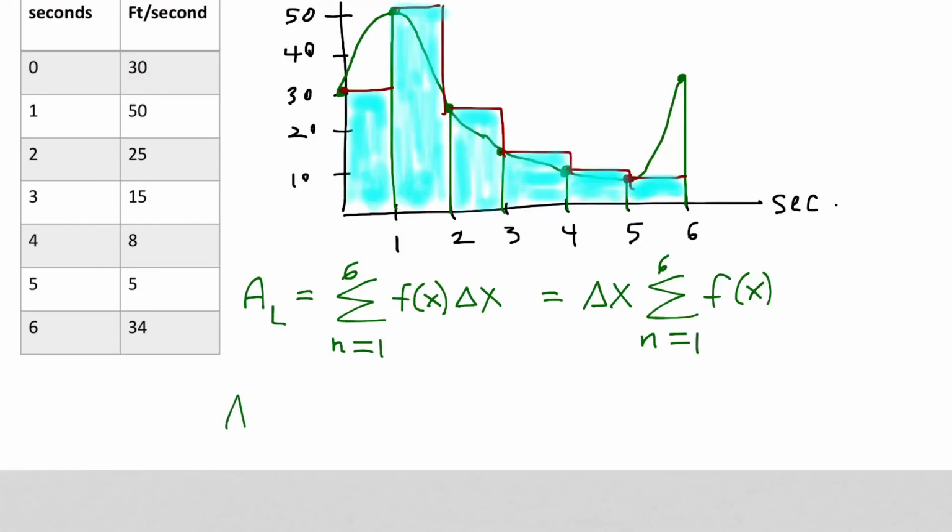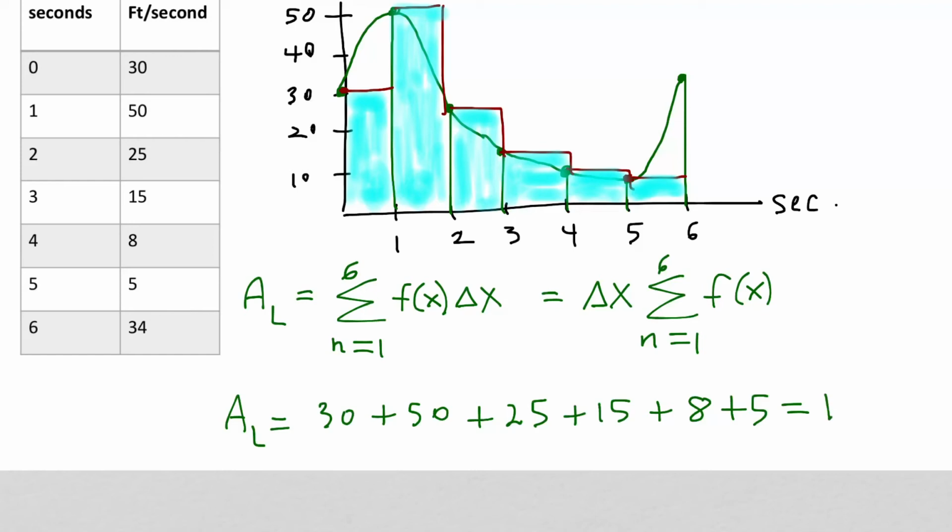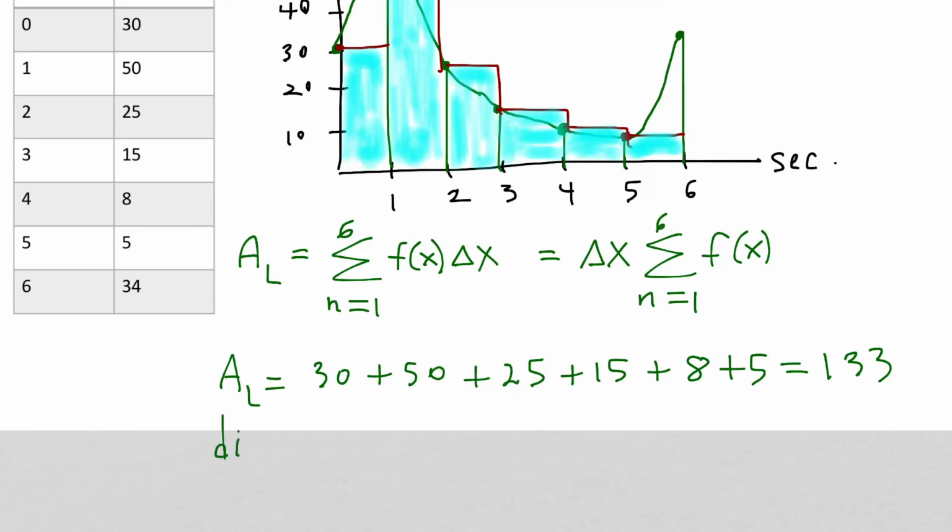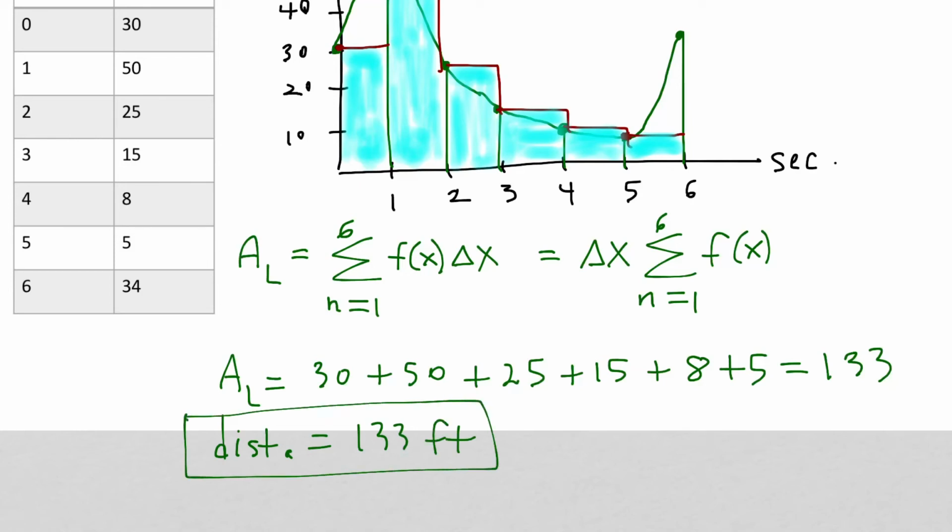So A sub L will be 30 plus 50 plus 25 plus 15 plus 8 plus 5. So if I type all that into my calculator, I get 133. So that means my distance is equal to 133 feet. So I didn't really have to multiply it by 1, which was delta x, but that was implied in our work. All right?